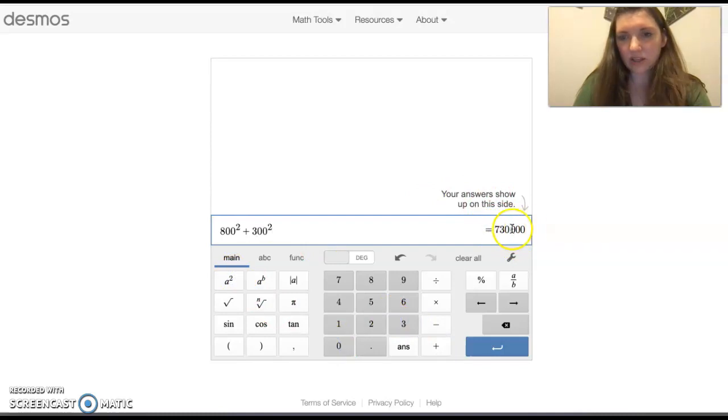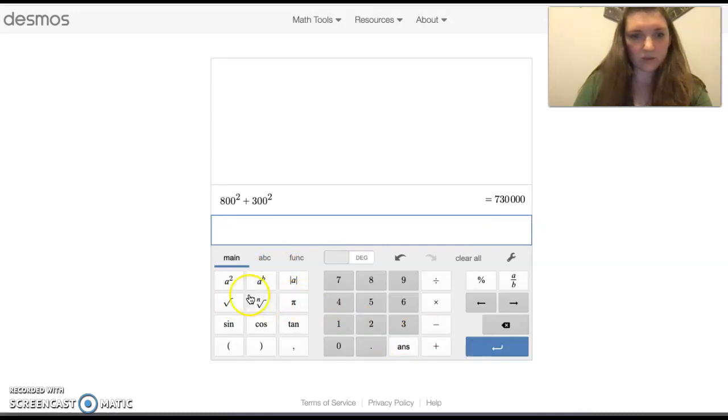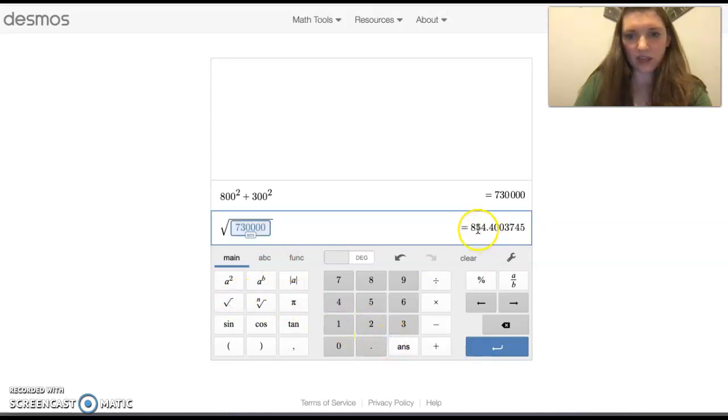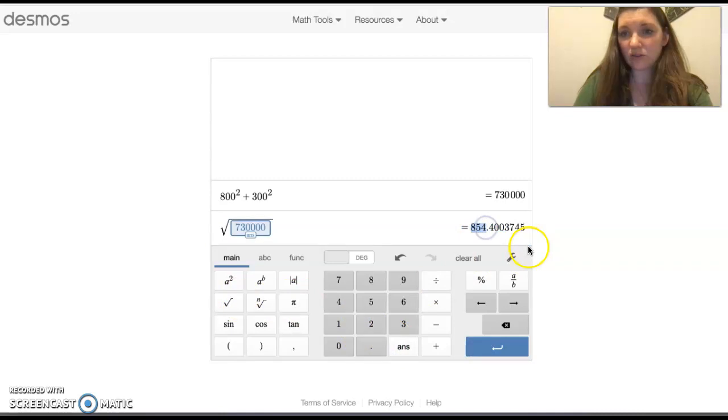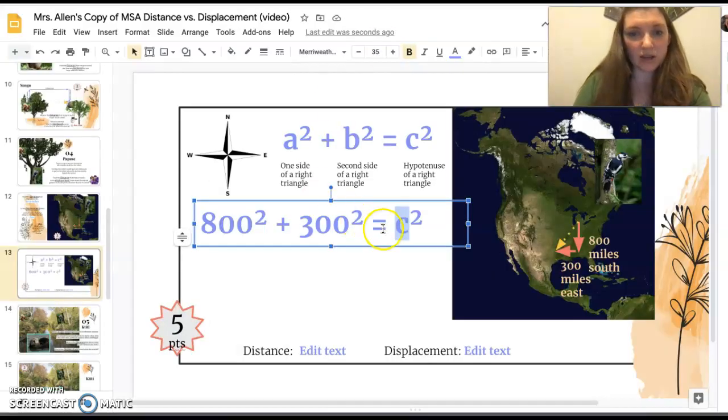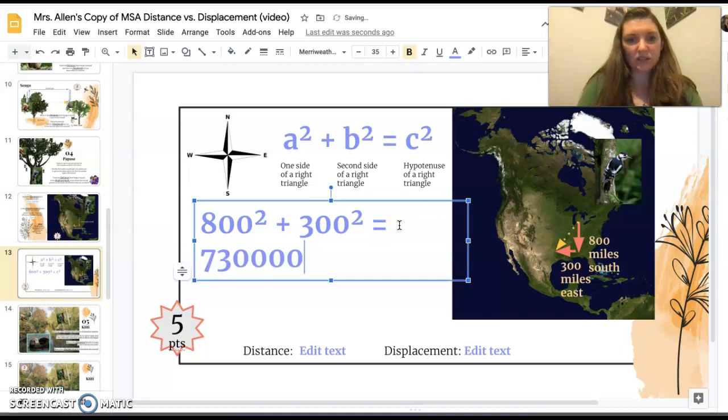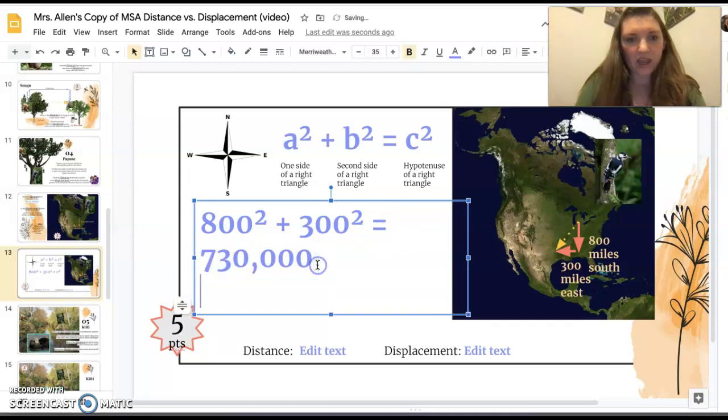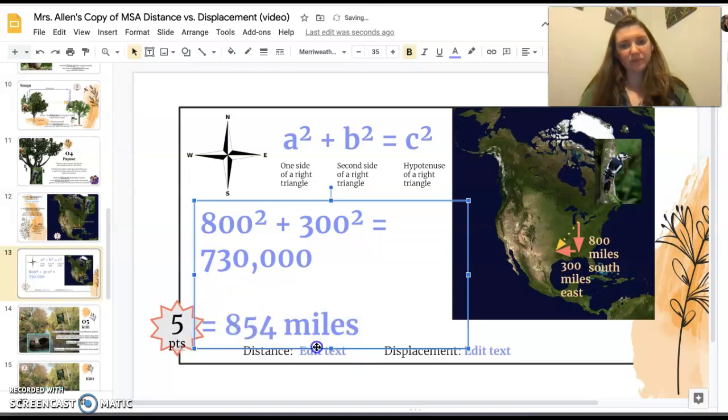Okay, so 730,000 is what those two things squared are. And then to get the actual answer, it's going to be the square root of the answer. So it's actually going to be 854 miles is the hypotenuse there. So I could say 730,000 and the square root is going to be 854 miles.